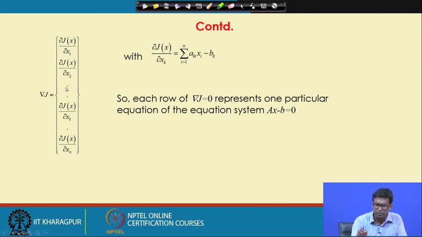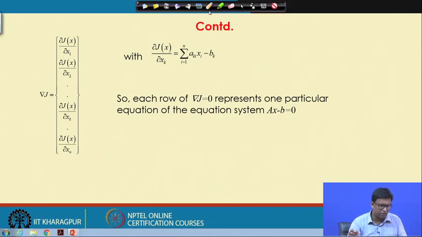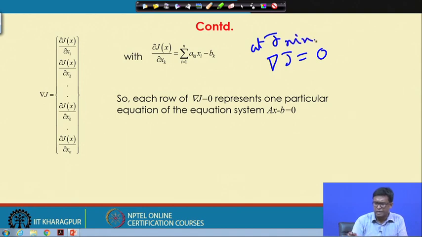When we find the minima, our requirement was grad J is equal to 0 at J minima. So, grad J is equal to 0, each term will be del J del x 1 is equal to 0, del J del x 2 is equal to 0 up to del J del x n is equal to 0, which is sum of a_1i x_i minus b_1 is equal to 0. The next term is the sum of a_2i x_i minus b_2 is equal to 0, and so on.